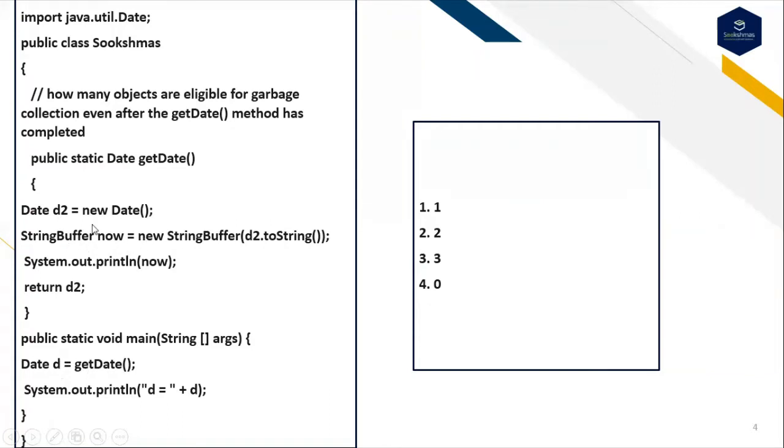Now, when the control comes out of getDate, this StringBuffer object is no longer required, and it is set for garbage collection. So the correct answer is only one object. This is the question: how many objects are eligible for garbage collection even after the getDate method has completed? Only one object. That object, the StringBuffer object, is no longer required when the control comes out of getDate.